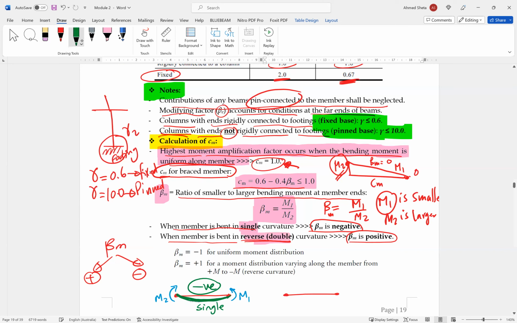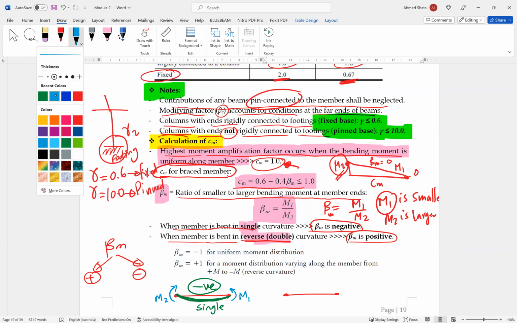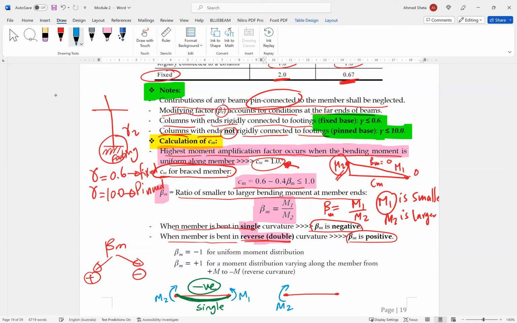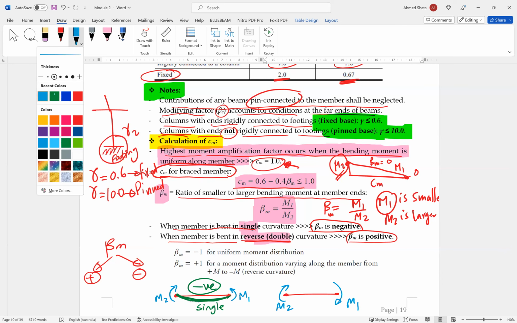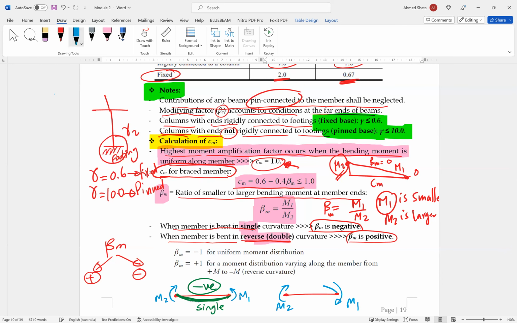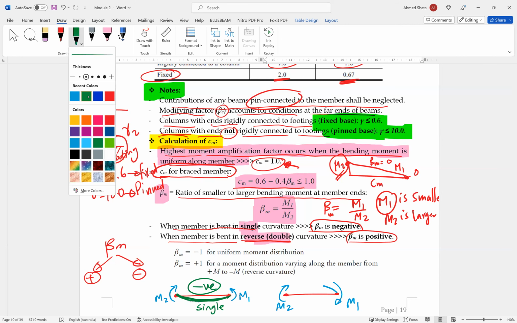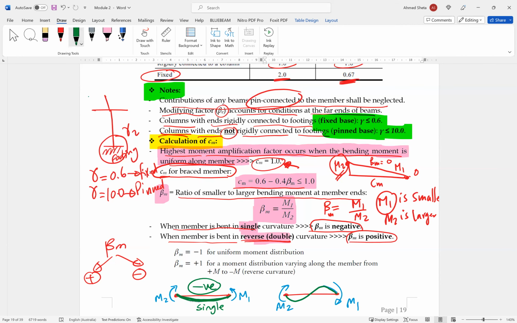Okay. The other case is if we have this is M2 and this is M1. So what is the shape of curvature we will have? This one will go like this, bend like this, and this one will bend like this. So this is positive because it is double curvature. So beta M is positive or negative? Positive in case of double curvature, negative in case of single curvature.